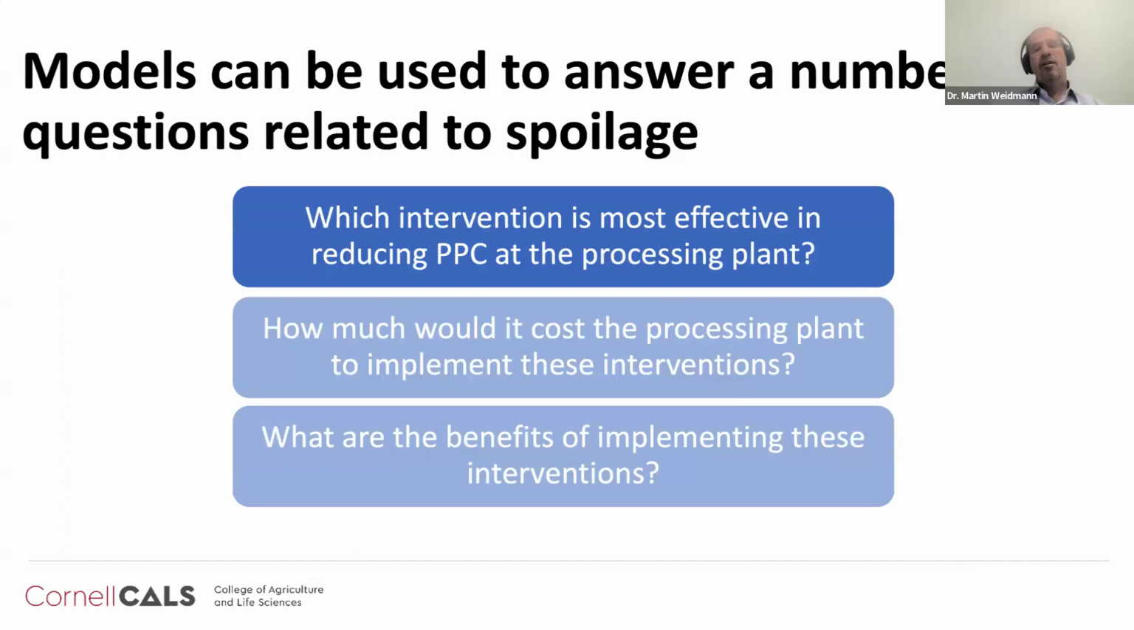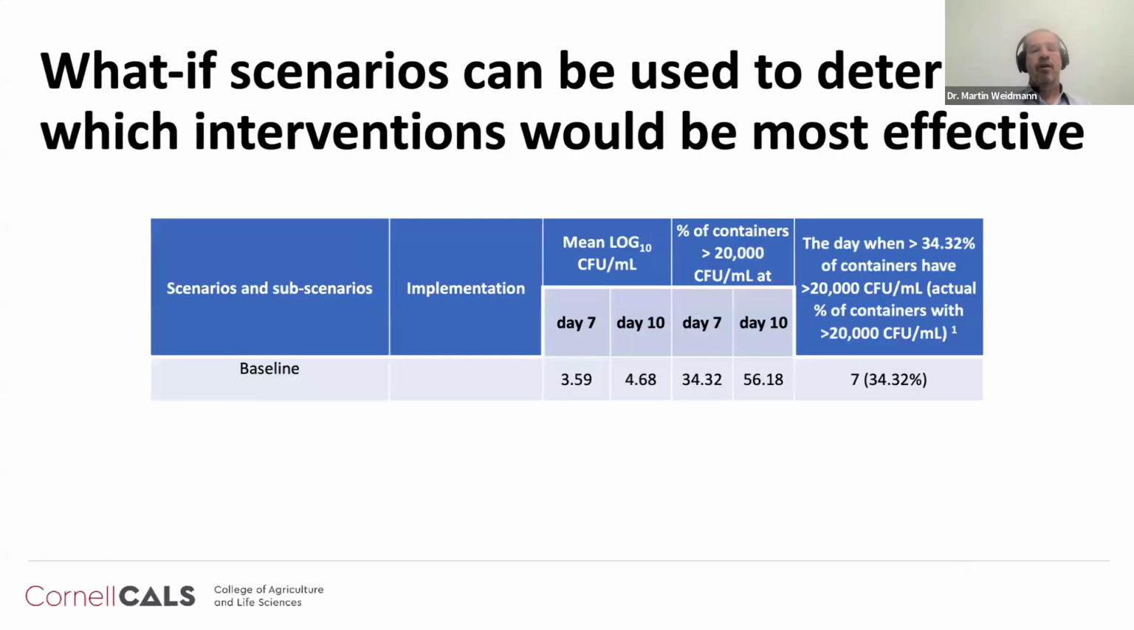So these models, to dig a little bit deeper, can be asked to answer very specific questions related to spoilage. Which intervention is most effective in reducing certain types of spoilage at a processing plant? We can have a baseline scenario that represents what a plant is doing right now. We can have values for how many bacteria are typically found on day 7, day 10, what percent of containers have a certain number of bacteria. So in this case, at day 7, 34% of containers have high number of bacterial levels.